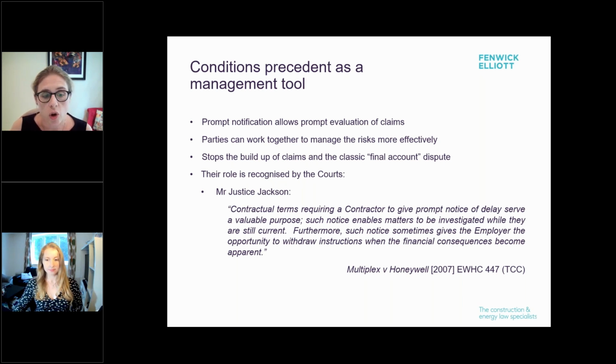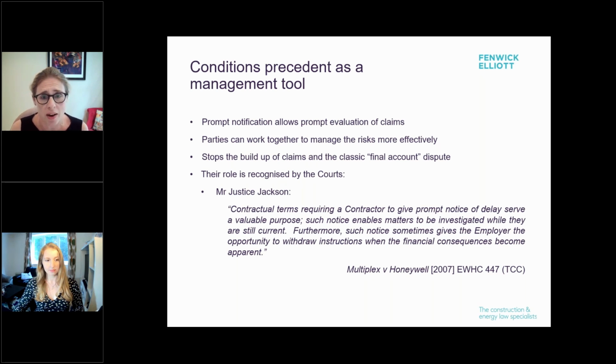They also theoretically stop the build-up of claims, the souring of relationships, and the final account dispute at the end of the job. So their role is clearly recognised by the courts, and this is a theme throughout the case law on these sorts of clauses. And just to quote from Mr Justice Jackson, contractual terms requiring a contractor to give prompt notice of delay serve a valuable purpose. Such notice enables matters to be investigated while they are still current. Furthermore, such notice sometimes gives the employer the opportunity to withdraw instructions when the financial consequences become apparent.